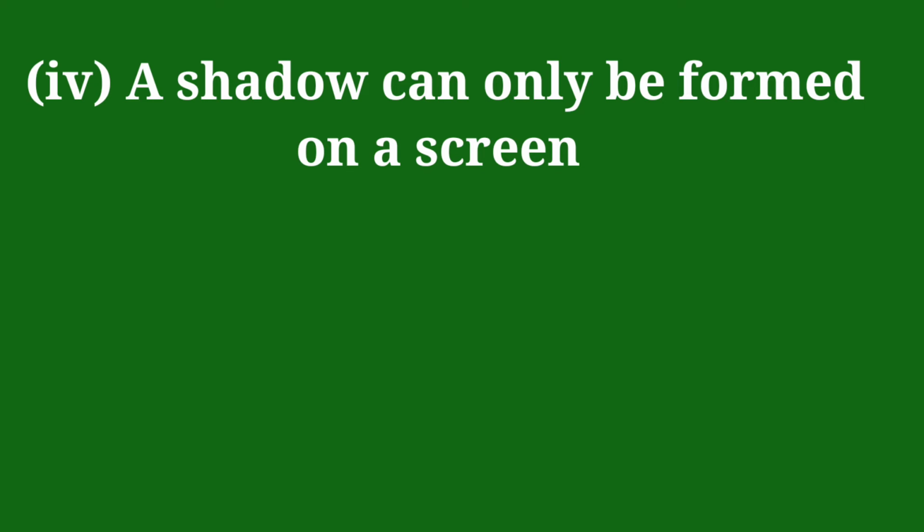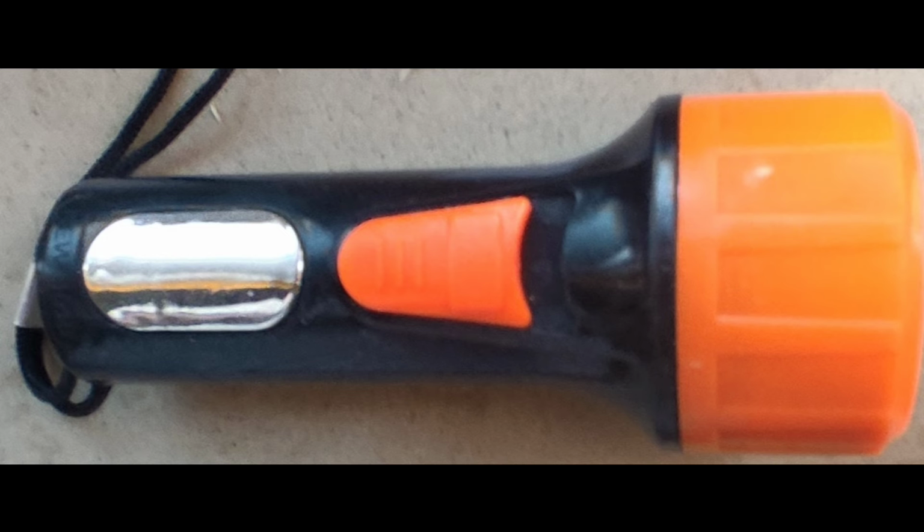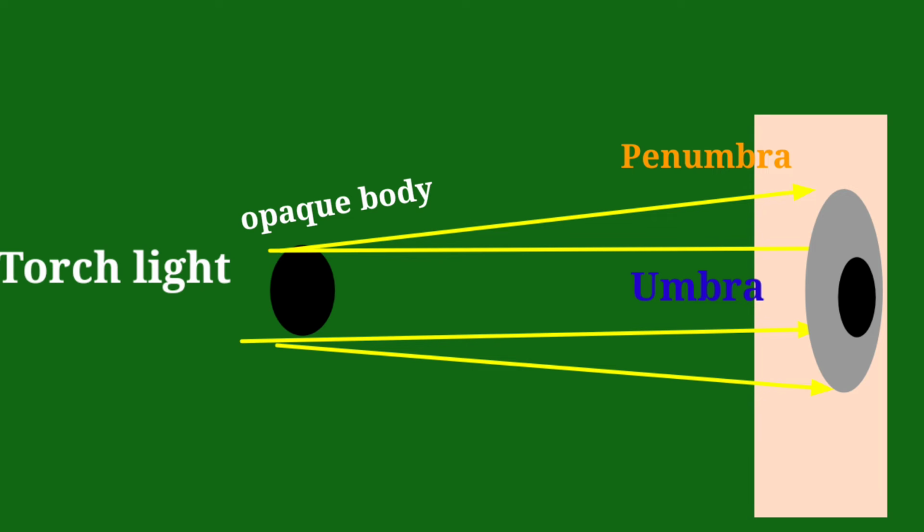So this is also another important characteristic of shadow formation. This activity you can do on your own at home. You can practice it. There is no doubt that you cannot do it. Here is a torchlight, and in this experiment we are showing here that shadow has two parts.